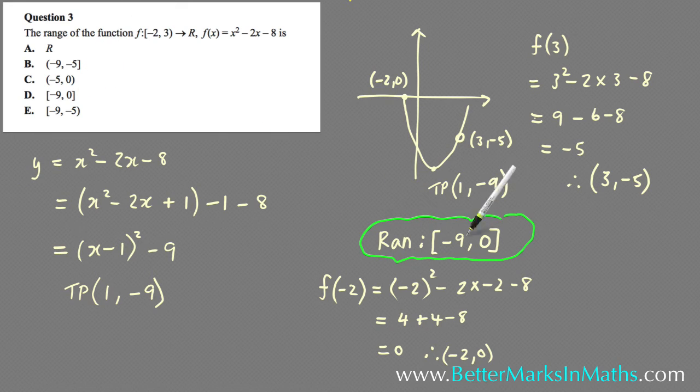So that's how you do this kind of question. Always, always, always, when you're finding the range of a function, always sketch the graph or type it into your calculator and have a good look at it to find the lowest and highest y values. So that's it for this question.